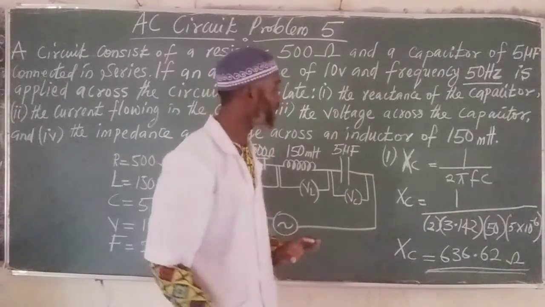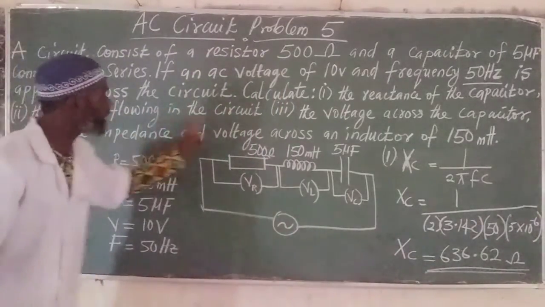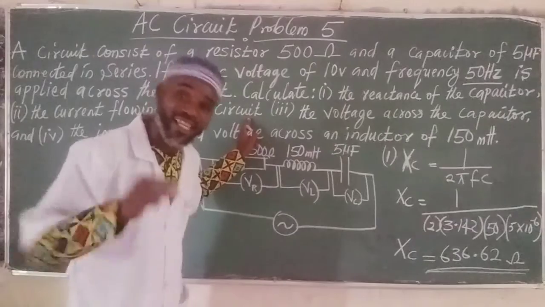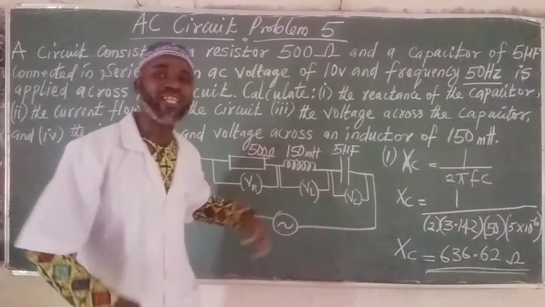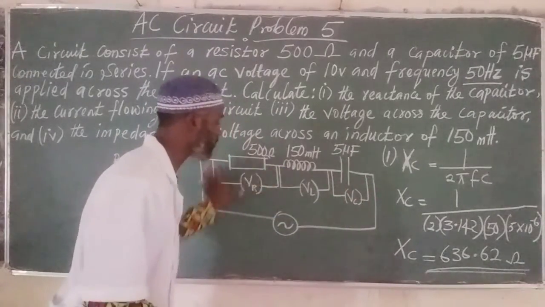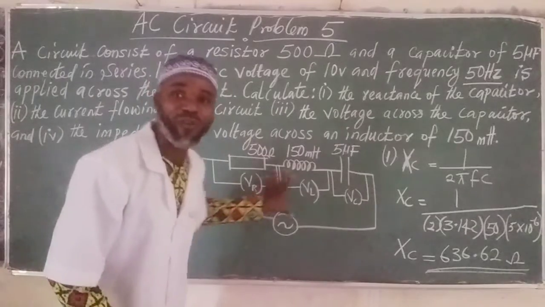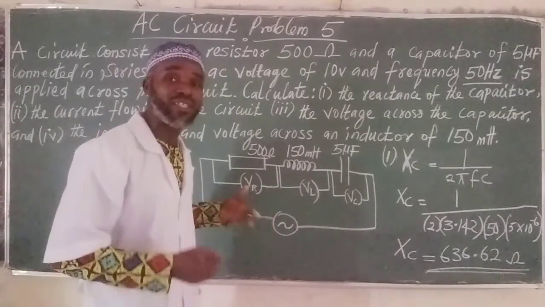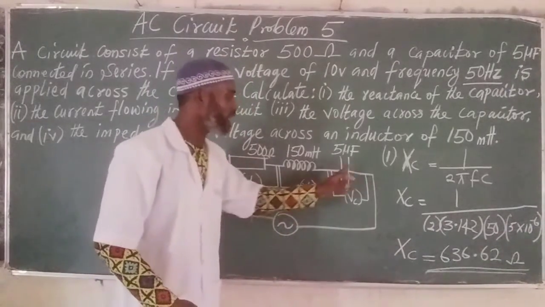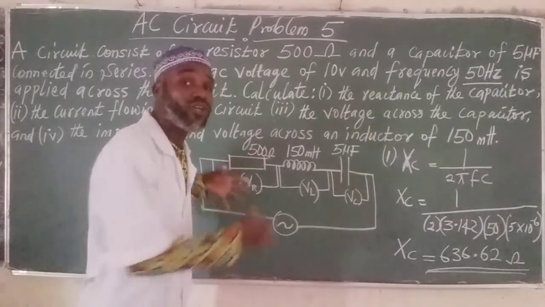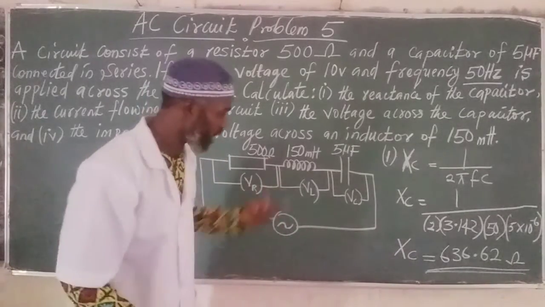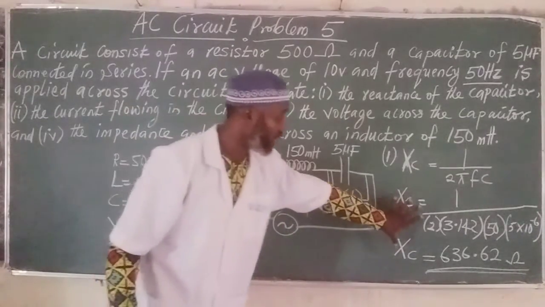There is something we need to find. We are asked to find the current flowing in the circuit, and we must do that. But we can't just find the current without knowing the total impedance offered in the circuit. The impedance simply means the opposition offered by the reactance of an inductor, capacitor, and the resistance of a resistor in this RLC circuit. That's what it means to find impedance. So we are going to do that.